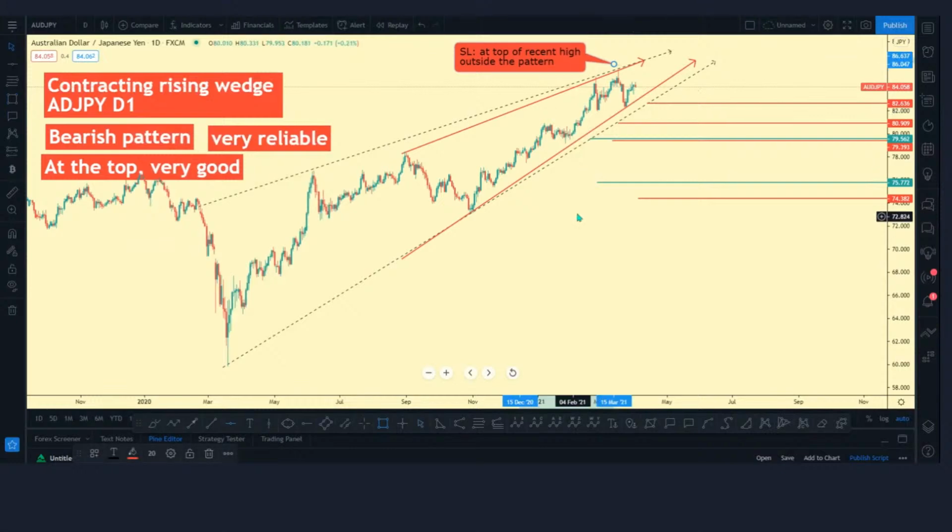So these are your targets right here. So these are the targets. That's the first target, second target. Right here, I would probably take the 79. I'll probably get out there because that's probably going to be very good.